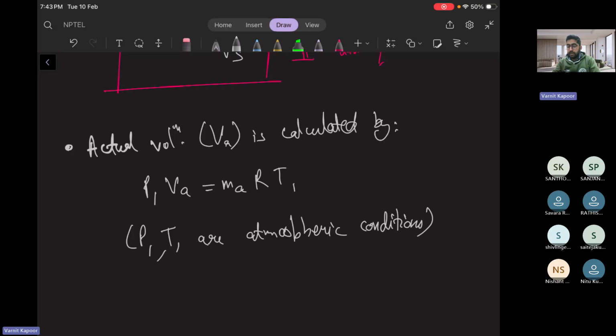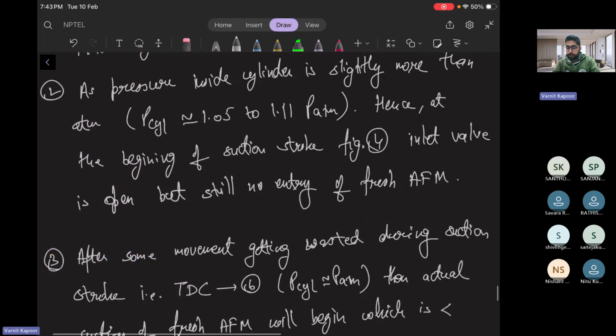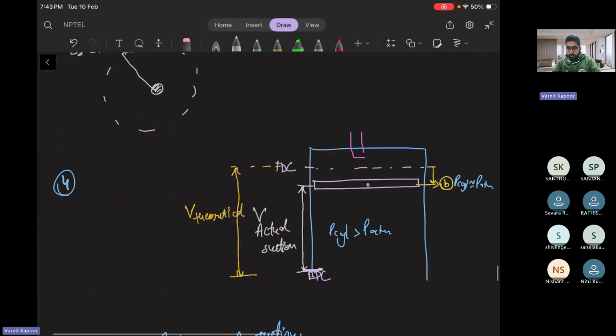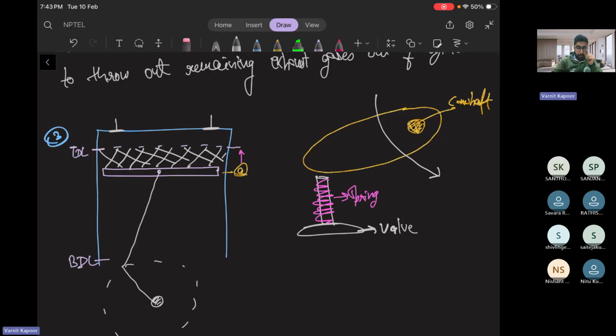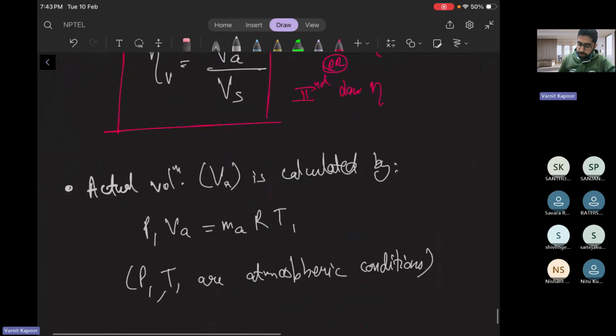Any doubts in understanding this concept? Because I'm going to give a question on this. Please ask me right now if you have any doubts. Otherwise, we'll start with the question. It will be a very good question. Okay, no doubts. Now let's come to the question.